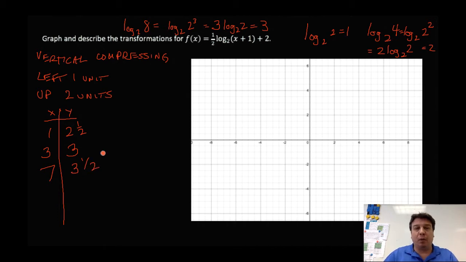And let's just plot some of these points so that we get an idea of what's going on here. If we look at 1, I'm going to be at 2.5. So 2.5 looks about there. Okay, at 1. And then at 3, I'm going to be at 3. So that should be about there. And then at 7, which is way over here, I'm going to be at 3.5, which looks like there. We've got to figure out other values now.